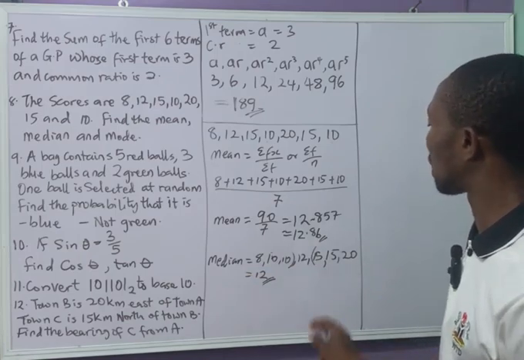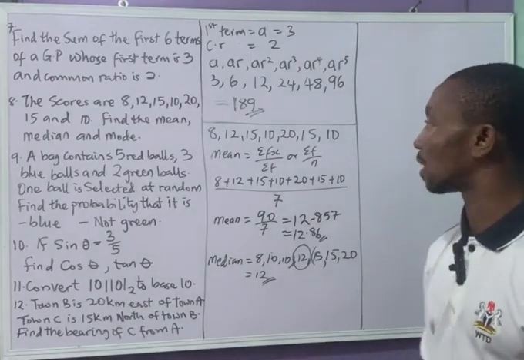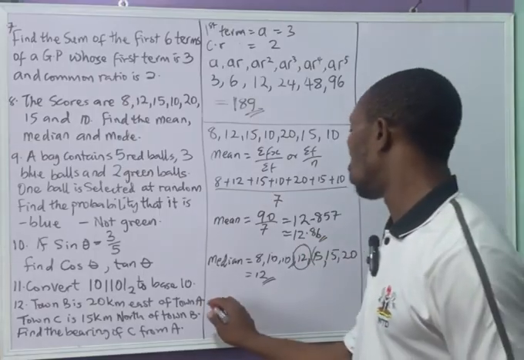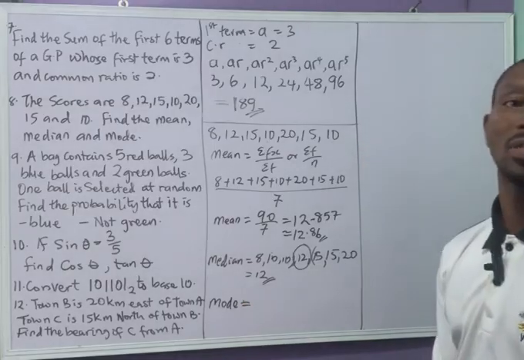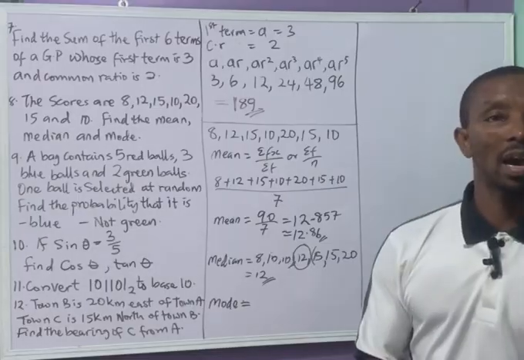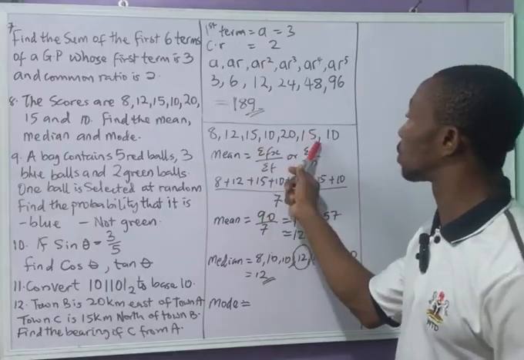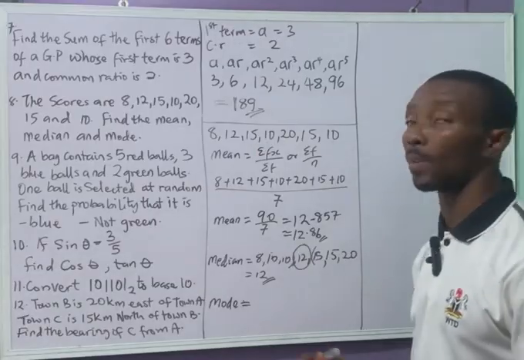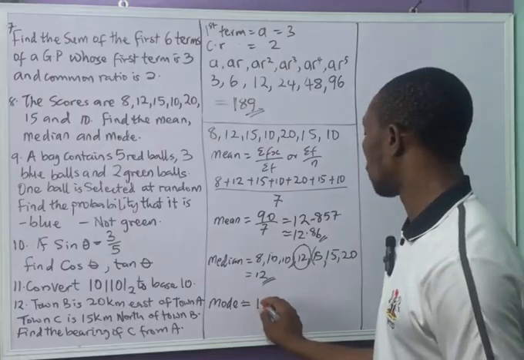Since that's the middle number when arranged in ascending or descending order. Now, to the mode. Mode is simply the data with the highest occurring frequency. Now, which one appears most here? The one that appears most is 15. It appeared 2 times, twice. So our mode would be 15.